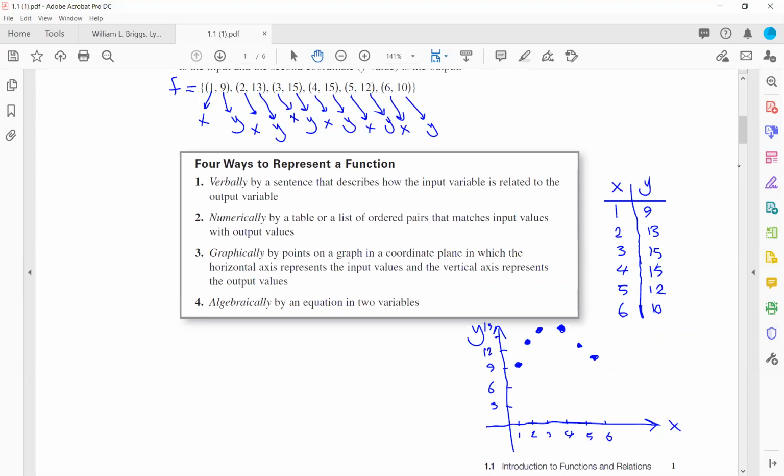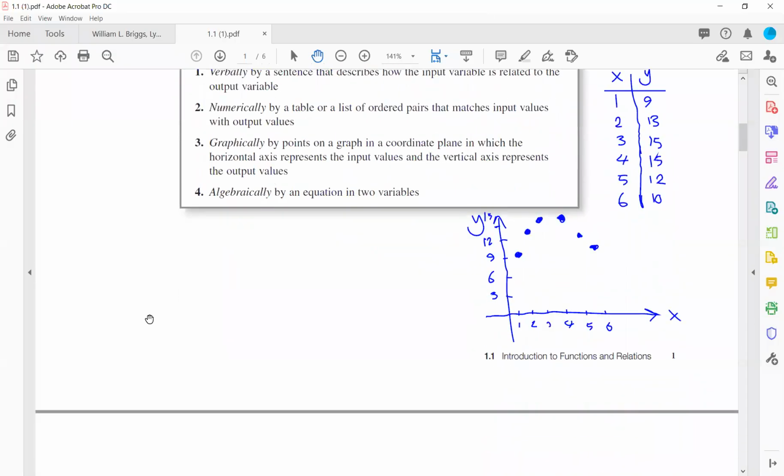Note that we don't connect these points because we only have some points. 1, 2, 3, 4, 5, 6, and this example doesn't give us any continuous function. We only know some points on the graph of the function, and we leave it as it is. And finally, algebraically, we can write an equation of a function. And let us move on to the next page.